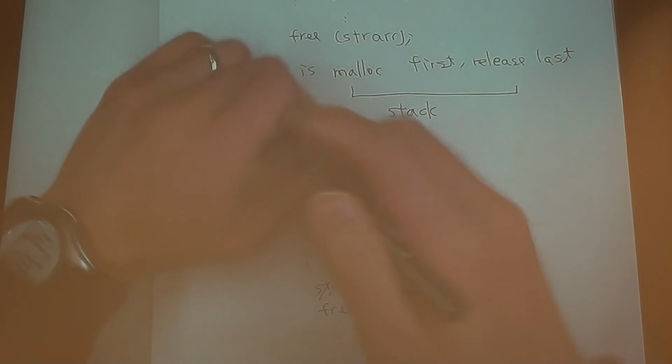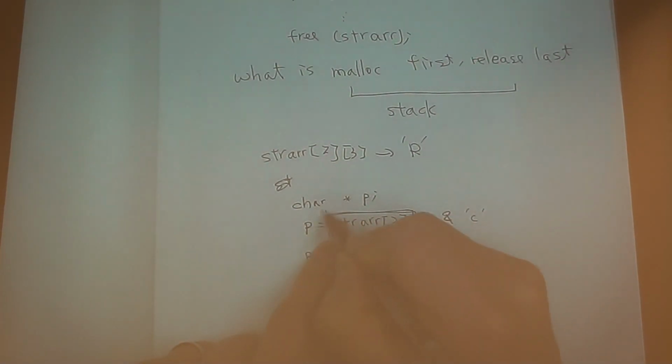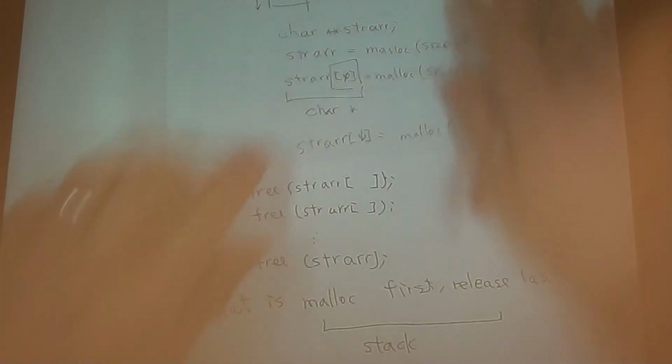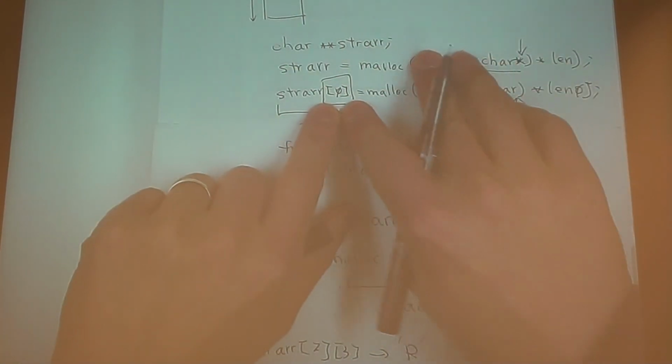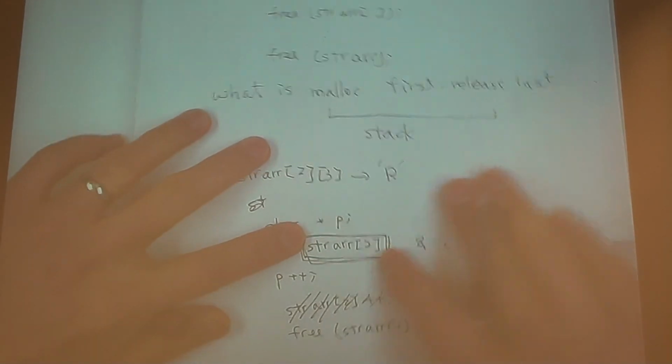You said char star p and p equals strarr. Do you have to put an ampersand before strarr? If I put ampersand, what type do I get? This one is character star, because strarr is star star. Once I take one dimension, I remove one star. So this one is character star.